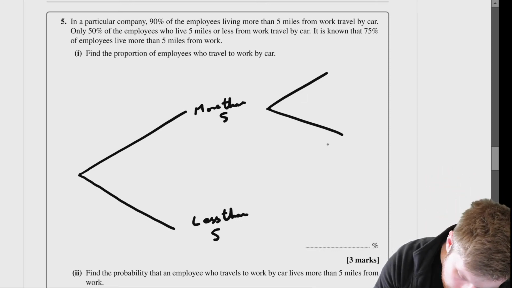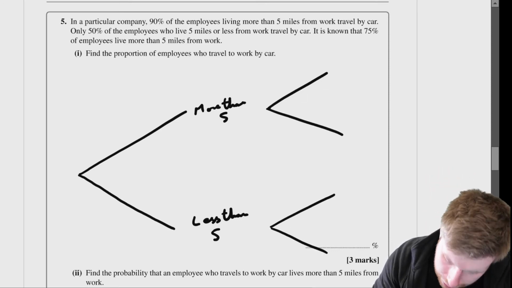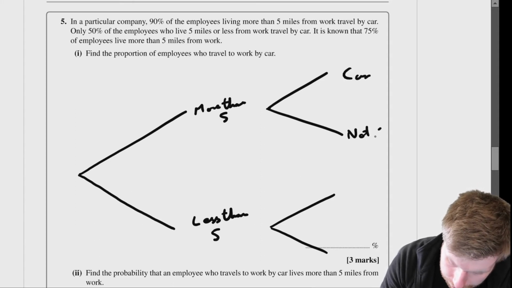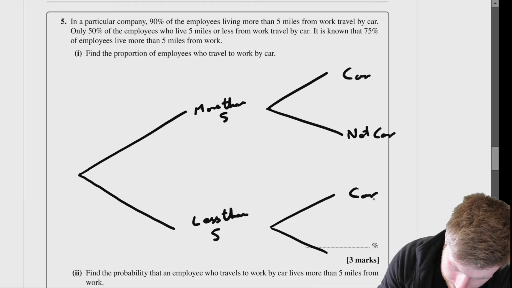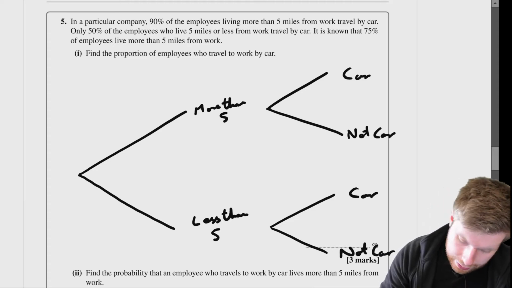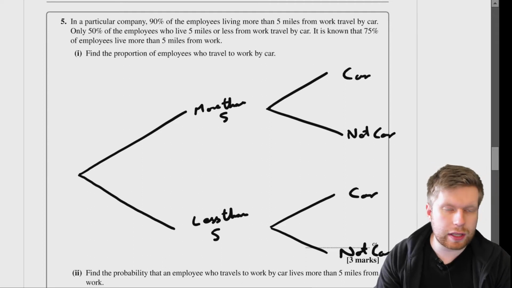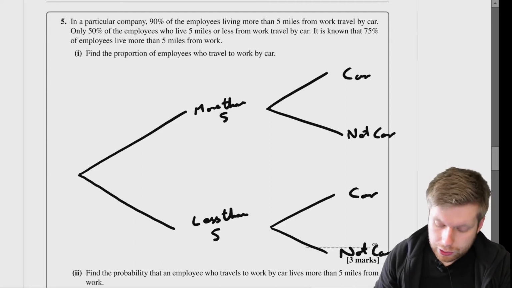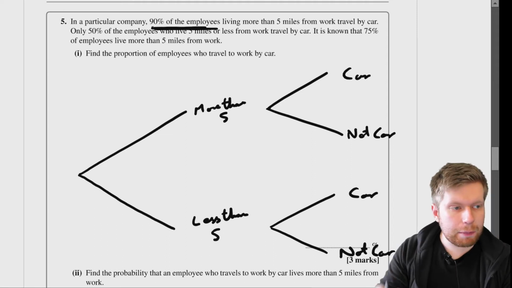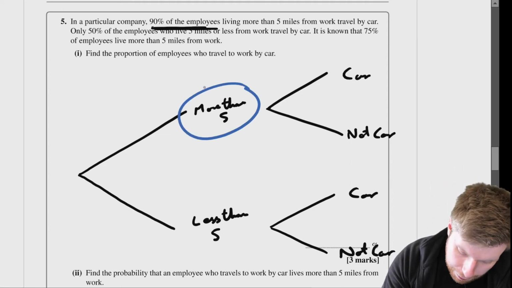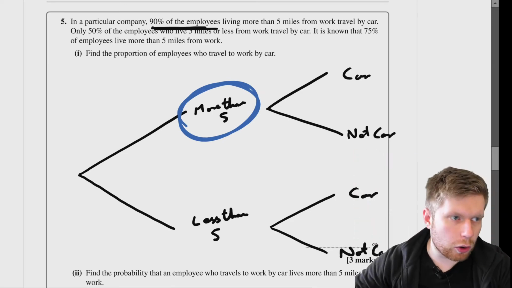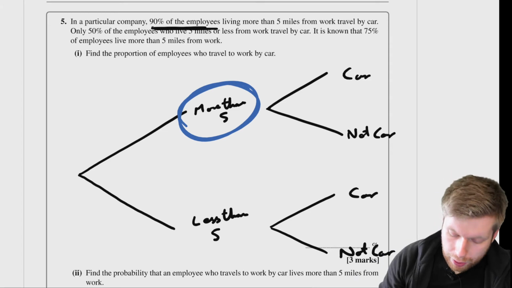Then I'm told that from that I can establish whether they travel to work by car or not. So I'm going to say that's car or not car. And again here, if they live less than 5 miles from work, either you travel to work by car or you don't. Okay, so this is my probability tree here. Let's just focus on filling this probability tree out, then we can focus on the actual question in hand. Okay, so we're told that 90% of the people living more than 5 miles from work, so these people here, they live more than 5 miles from work, and then 90% of those carry on to travel to work by car.